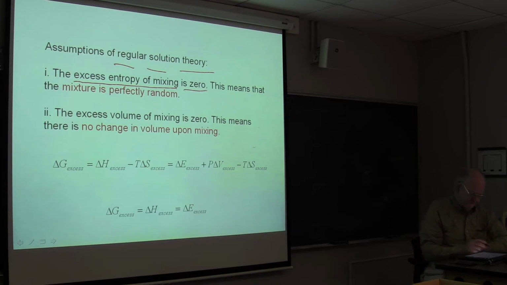Part 2 is the excess volume of mixing is zero. Now this one's a lot easier to understand, thank goodness. If I take 100 mLs of liquid 1 and 100 mLs of liquid 2 and pour them together, and I wind up with exactly 200 mLs, there's no excess volume of mixing. There's no volume change upon mixing.